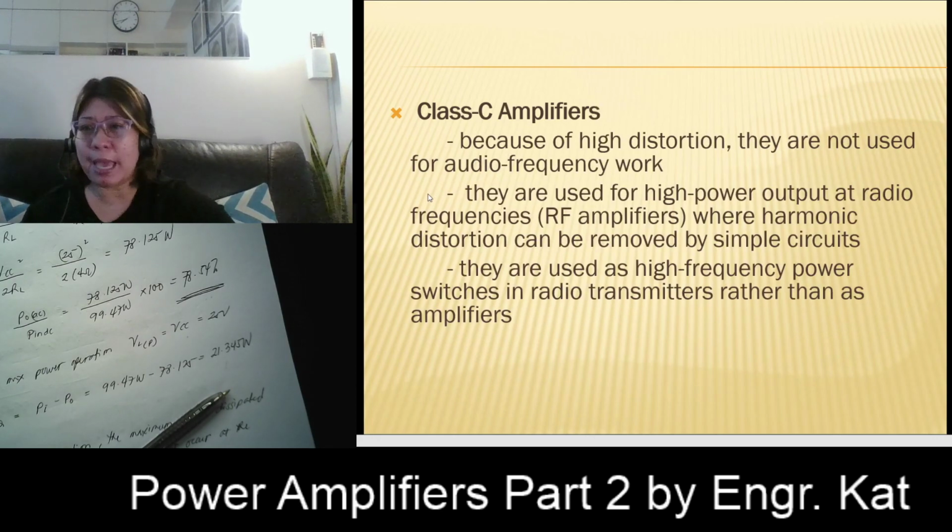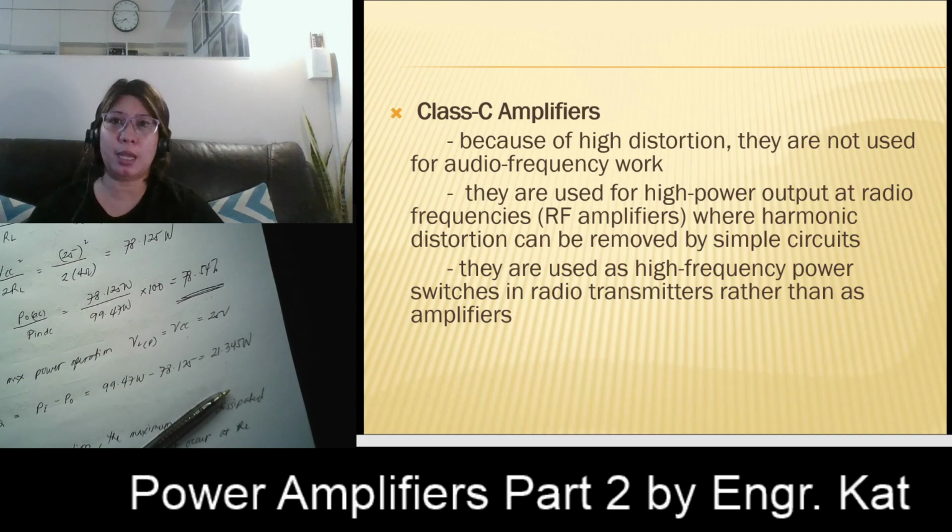So, because of high distortion, Class C amplifiers are not used for audio frequency work. They are used for high power output at radio frequencies. So we can always see Class C amplifiers in RF amplifier circuits. They are usually used in AM communication systems, so in transmitters or AM receivers, where harmonic distortion can be removed by simple circuits. Okay, so they are used as high frequency power switches in radio transmitters rather than as amplifiers.